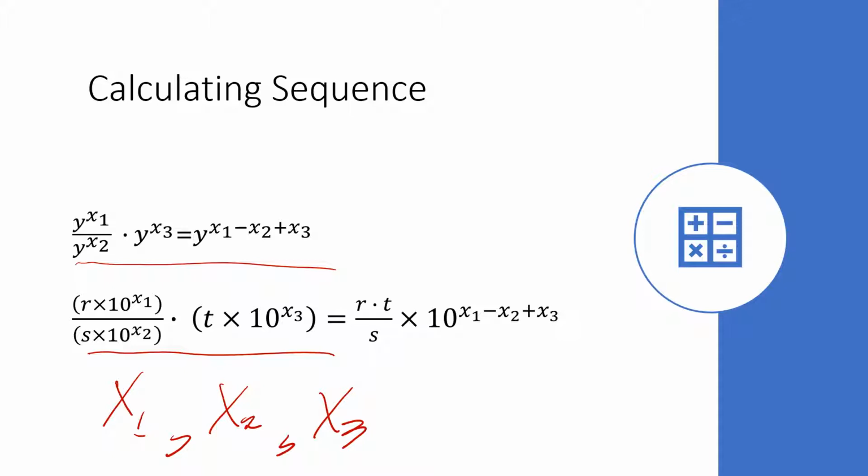In this case, we're going to take the initial numbers from each of these and put them together. So r times t, then s is down here in the denominator, so we end up with r times t over s. And here's where it's kind of fun. We're just going to add and subtract powers. So it's x sub 1 minus x sub 2, because this one is in the denominator, and then because we're multiplying, we're going to add the x sub 3, so you end up with a solution like that.